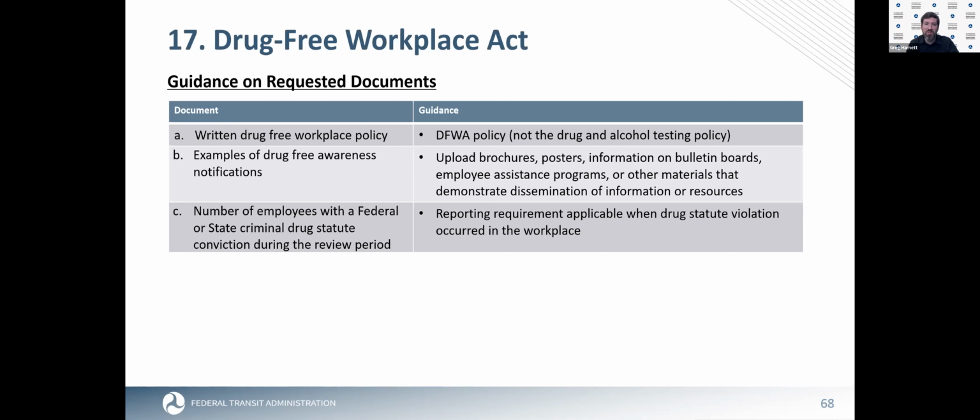As we move on to item C, the RAR is asking for the number of employees with a federal or state criminal drug statute conviction that occurred in the workplace within our review period. So it's asking for the number. Hopefully that number is 0. If it's not 0, you would want to report that. And of course, that's not game over. It would just open up an additional line of inquiry. Your reviewer would seek to confirm that the proper notices were made within the required time frame.